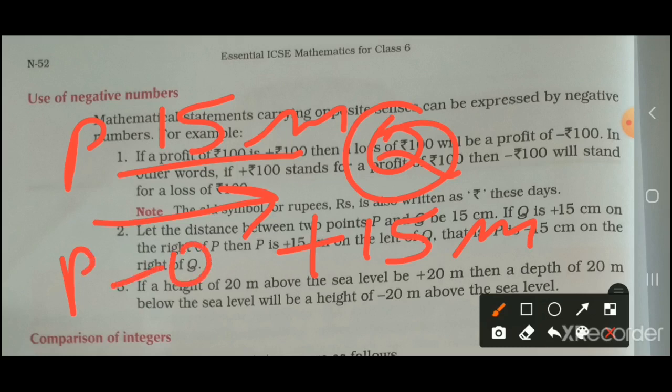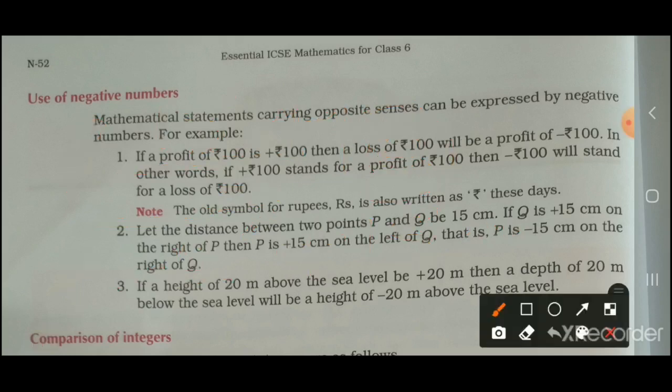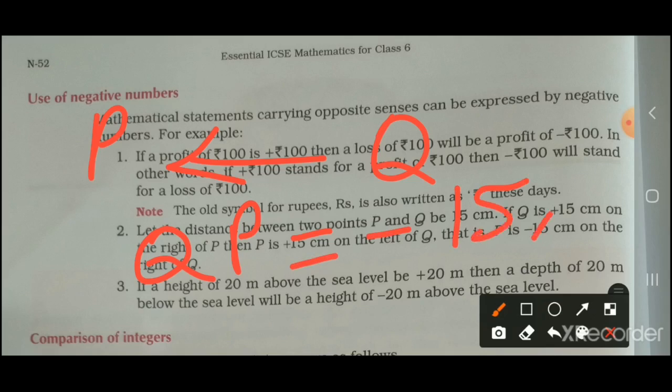And if we are finding the distance from Q to P, we are moving towards the left hand side, then the distance will be the same, but we will represent this with a negative sign. Moving towards the left hand side, the distance Q to P is equal to -15 meters.